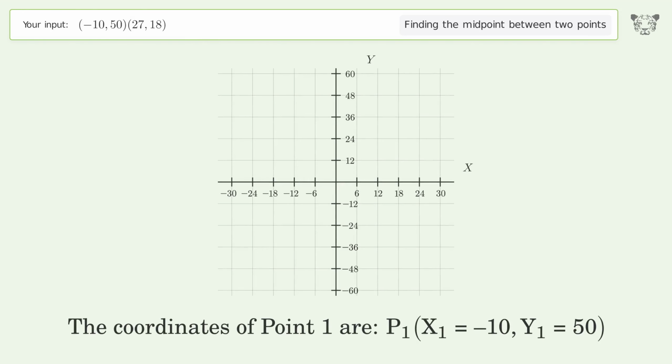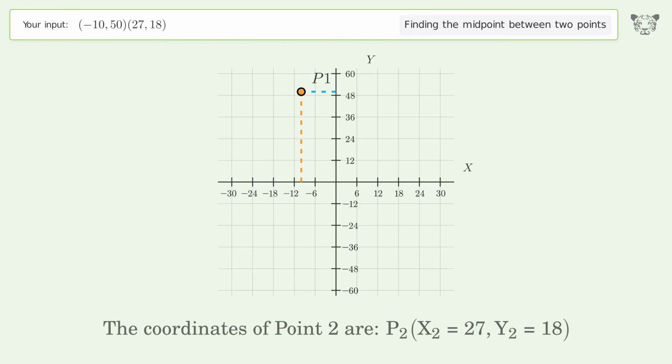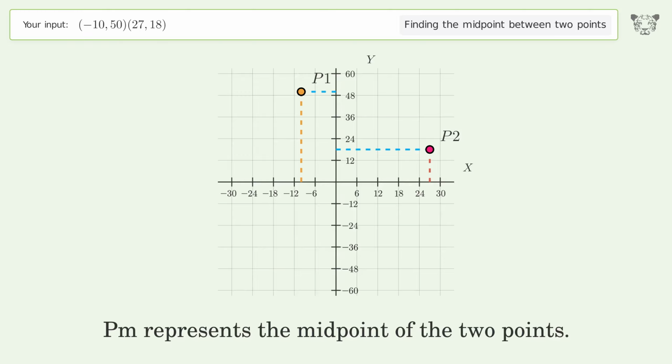The coordinates of point 1 are x1 equals -10, y1 equals 50. The coordinates of point 2 are x2 equals 27, y2 equals 18. PM represents the midpoint of the 2 points.